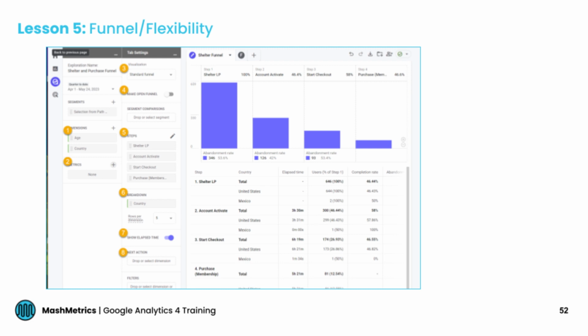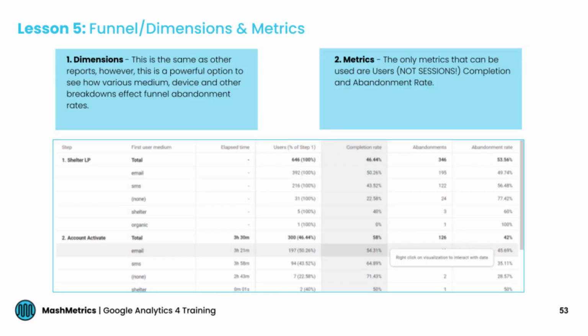So let's walk through them one by one. First, of course, we have our dimensions. While this acts the same as all other reports, it's pretty awesome to point out that beyond normal funnel reporting, you can also break this down by various dimensions. Note the gotcha: not all dimensions that show up will work in these reports.